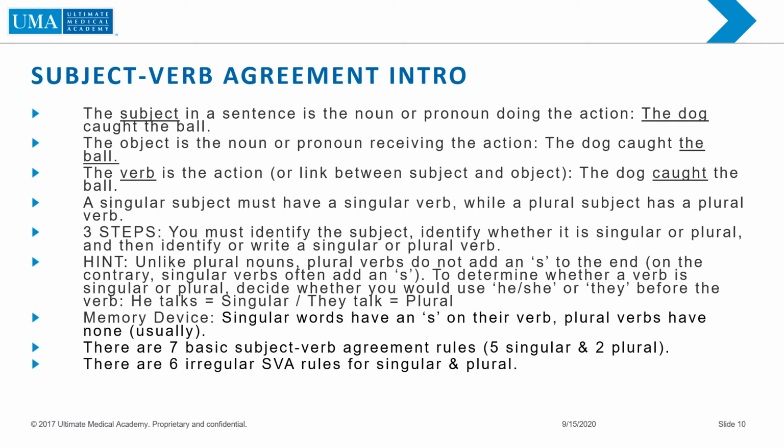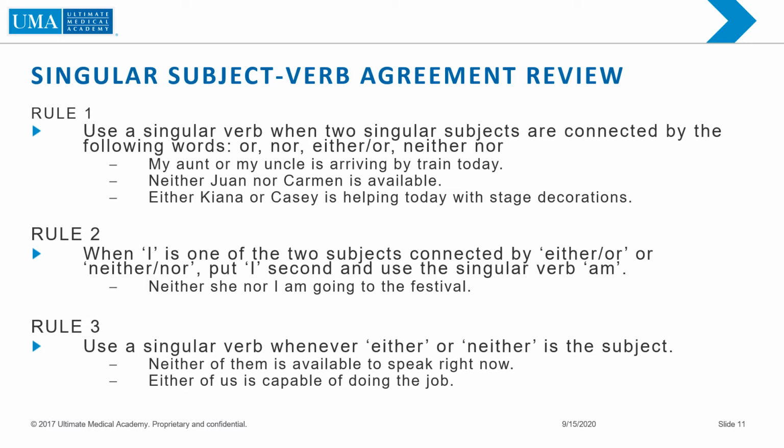Okay? And there are 7 basic subject-verb agreement rules, 5 singular and 2 plural. There are 6 irregular SVA rules for singular and plural. SVA is just short for subject-verb agreement. Okay? All right, and so we're going to go over right here this slide with 3 rules. Singular subject-verb agreement review.